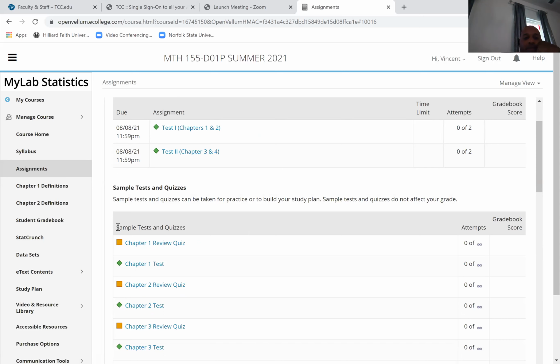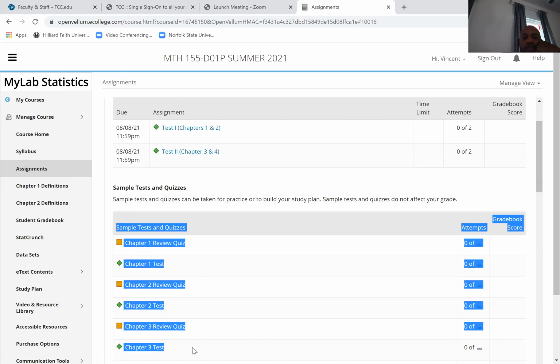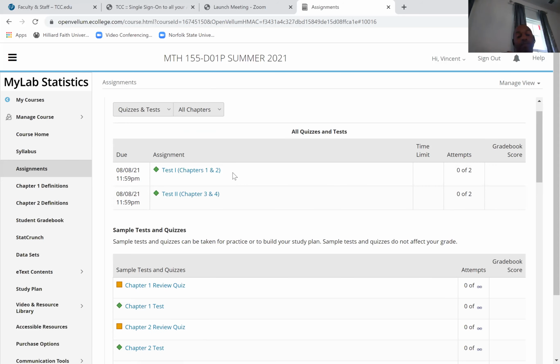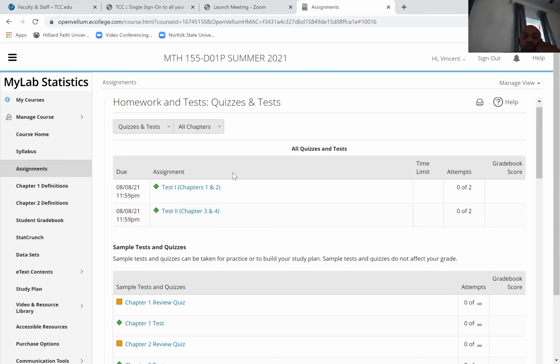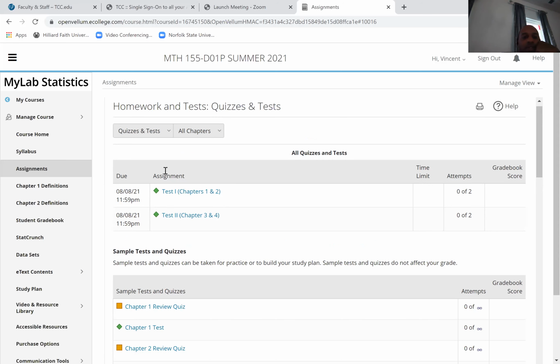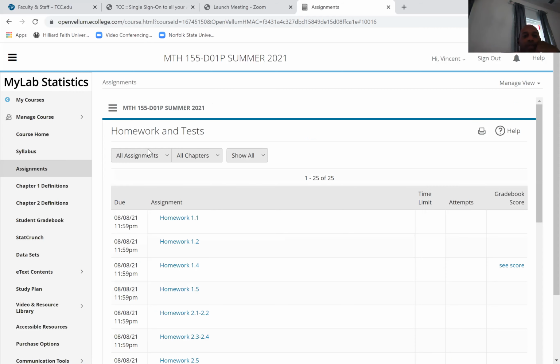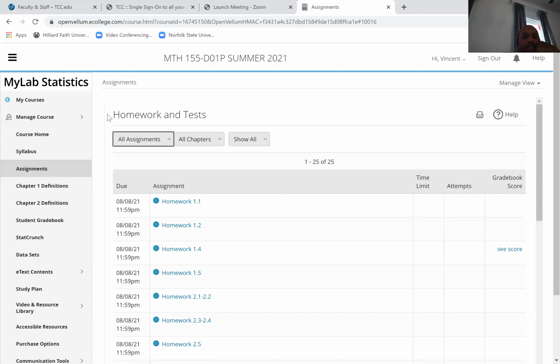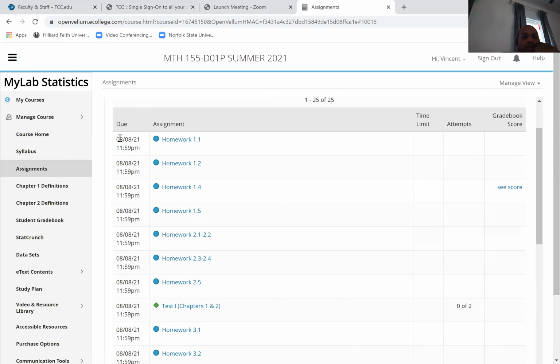These down here, sample tests and quizzes, do not do these. So anything under this title, do not do. I cannot remove them. It's just something embedded into my MyMathLab shell. But your tests are up here. Once again, it should be clicked as all assignments. But if you do not see tests, then you need to mess with this little icon up here. All right. And notice, like I mentioned to your classmate, 8/8 is what all of your assignments say.